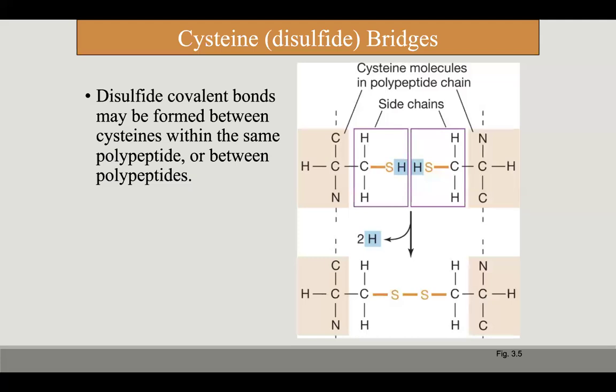So disulfide bridges can be formed between cysteines within the same polypeptide. Cysteine is a specific amino acid, which is known for having a sulfur attached to it. Cysteine molecules within the same polypeptide chain can form disulfide covalent bonds, where the hydrogen that's attached to the sulfur can leave, allowing the sulfurs to interact with each other. This creates a stronger bond and a stronger molecule.